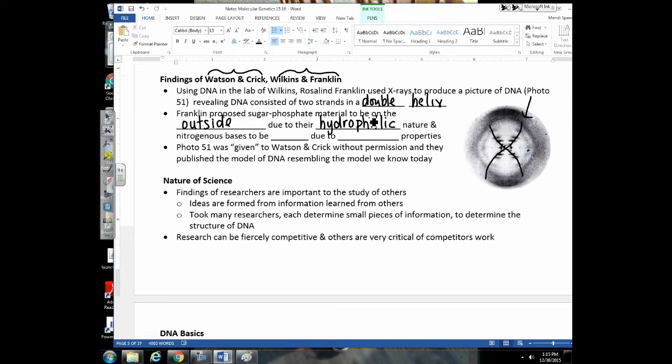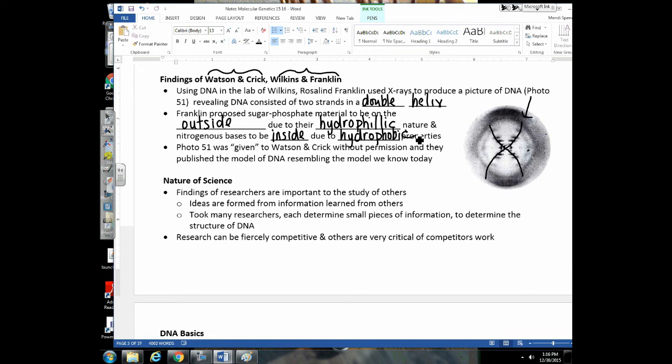If you remember, hydrophilic side chains on amino acids cause them to fold outward so they can interact with water. And the same thing is going on with DNA: the outer molecules of DNA are going to be ones that are hydrophilic. They can interact with water. And she believed these nitrogenous bases to be on the inside of the DNA molecule because they are hydrophobic.